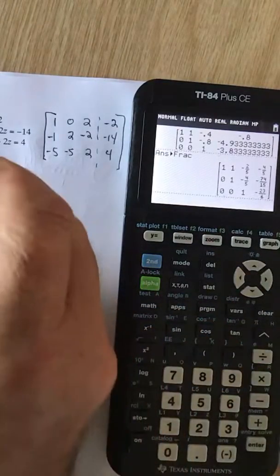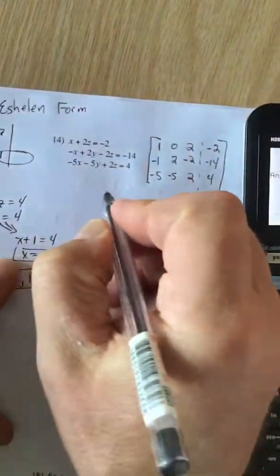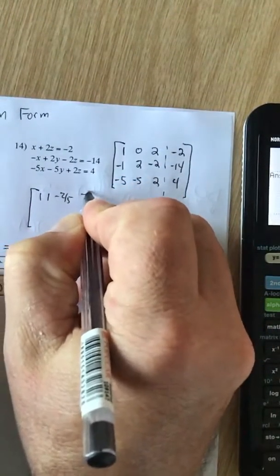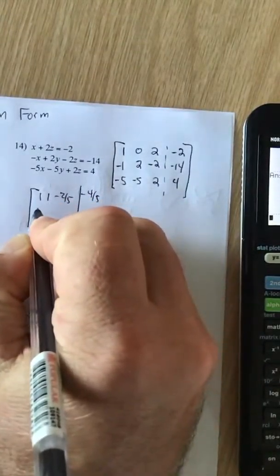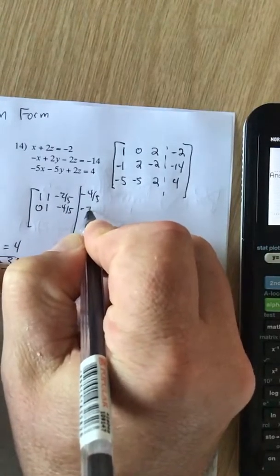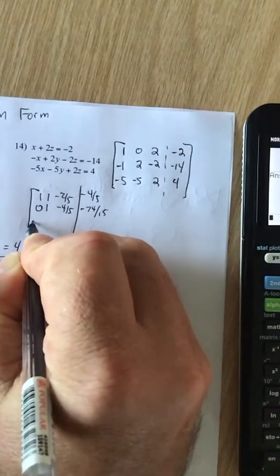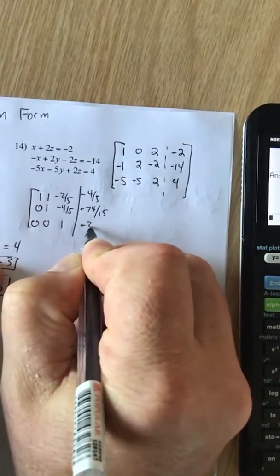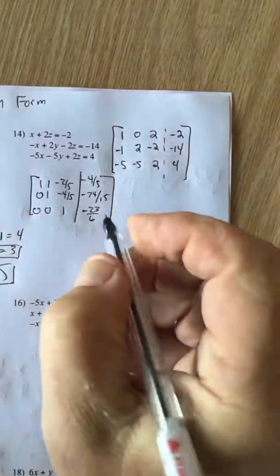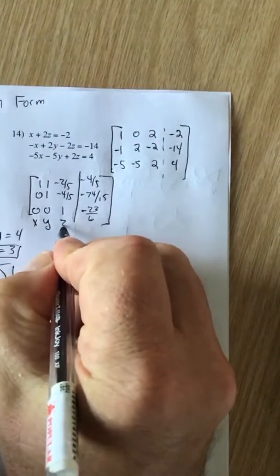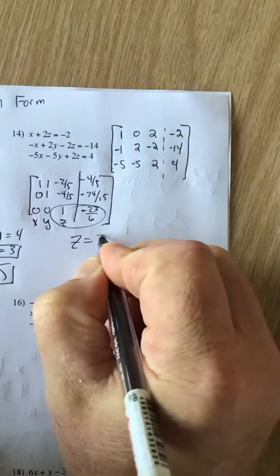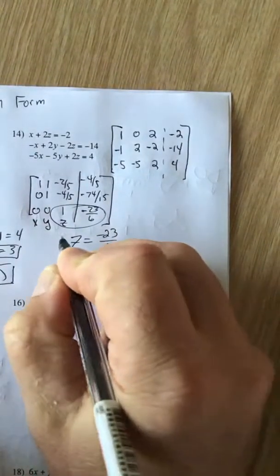Okay, so here's the first one. So I'm going to jot down what we have over here on my paper. So I've got 1, 1, -2 fifths, -4 fifths, 0, 1, -4 fifths, -74 fifteenths, and 0, 0, 1, -23 sixths. Okay, so X, Y, Z, right? Here's one of the answers. So Z is -23 sixths.